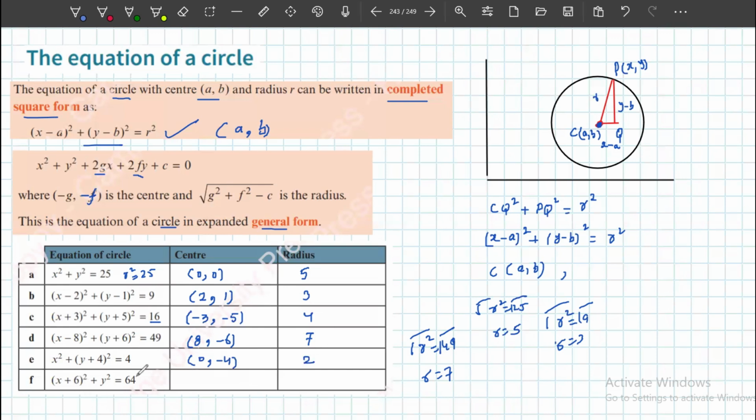And lastly we have the center of this is minus 6 and it passes to the region of y, so it gives me 0. And the 64, so the square root of 64 gives us 8. It means r equals 8. I hope it is clear.